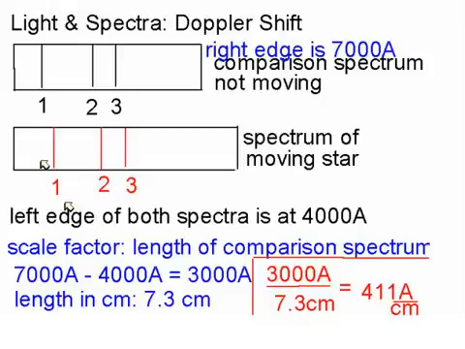Cool. Okay, so let's do line one. Quickly measure line one. In the comparison spectrum, line one is just about at 1 centimeter, and line two is at 1.4 centimeters. I'm measuring all lines from the left edge again. The scale factor was 411 angstrom per centimeter. Okay, so let me clear that slide.